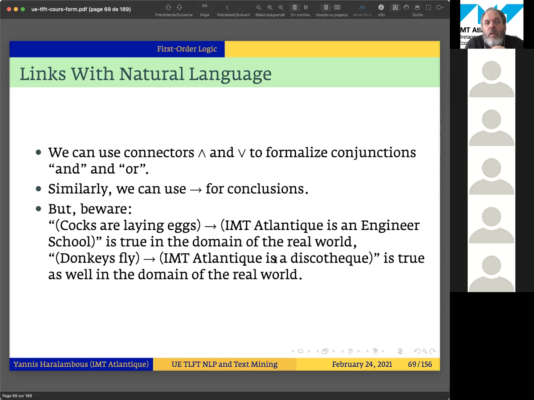And of course, first order logic can formalize both just the apparent part of a sentence and also the hidden meaning of the sentence.